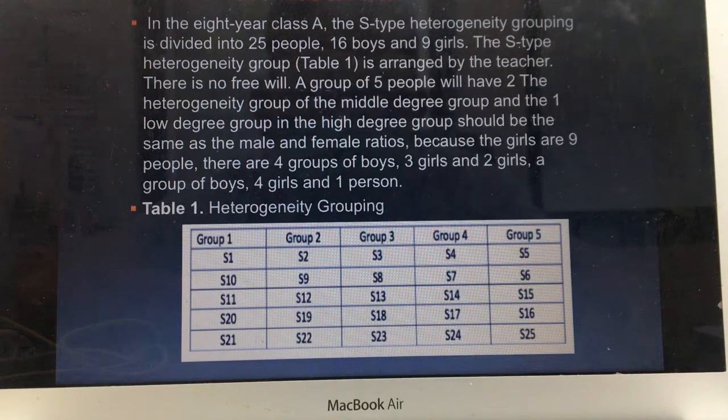So if we want to make some change, we said that the group of 5 people will have 2 from the middle degree group, 1 from the low degree group, and 1 from the high degree group. So we have to find out the leader, and then we can form 5 groups.